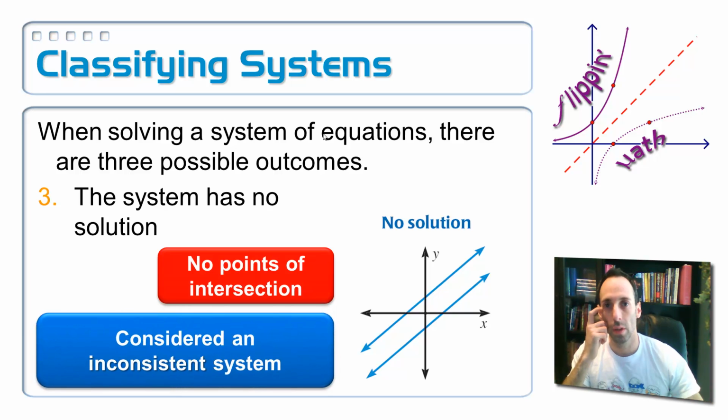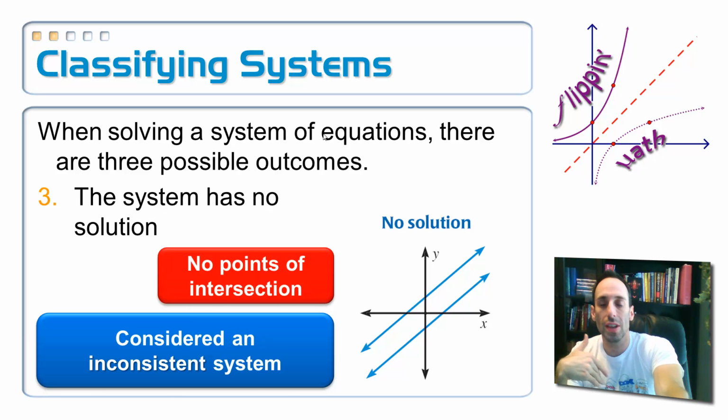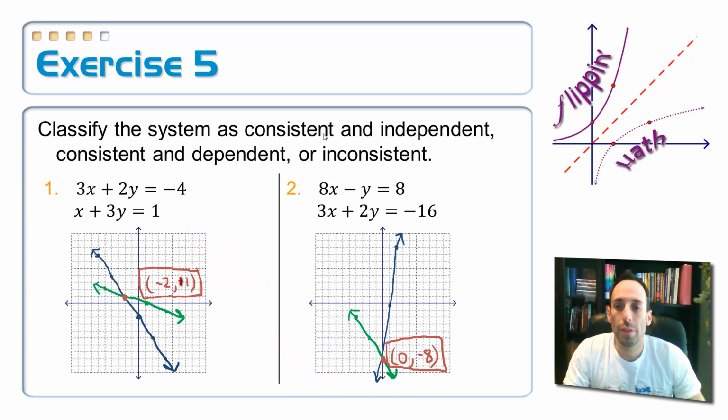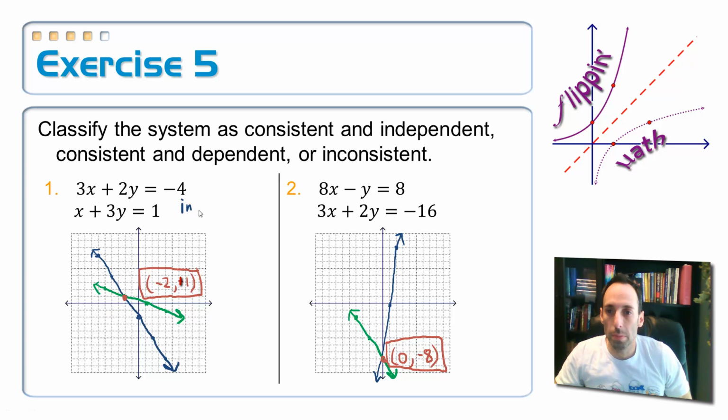So let's go back to those previous exercises. It's going to be a very short video here. Go back to those previous exercises right here. I have them graphed, and in number one, whenever I graph the system and I solve it, I have one point of intersection. If I have one point of intersection, this means that it is an independent consistent system.